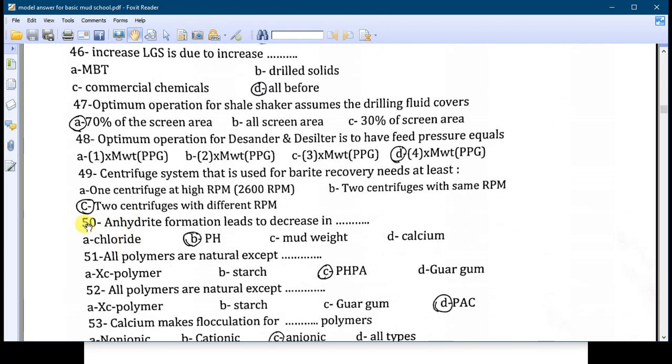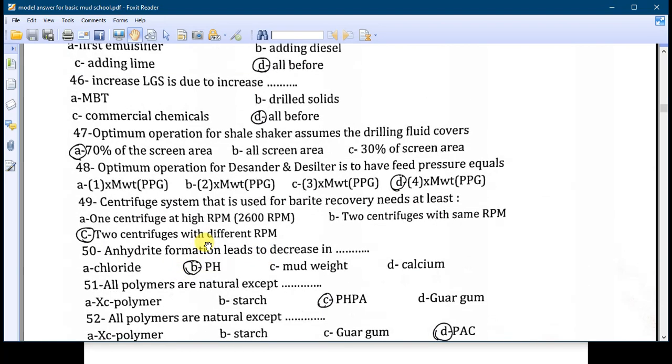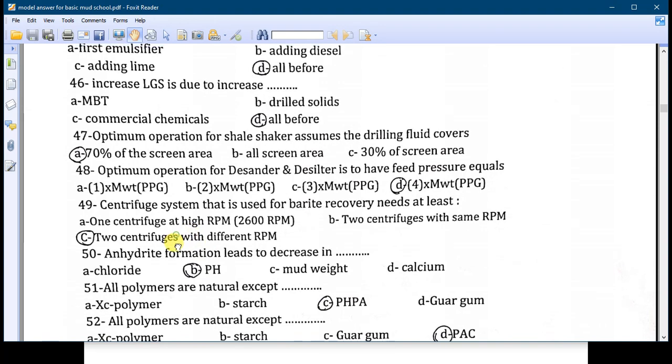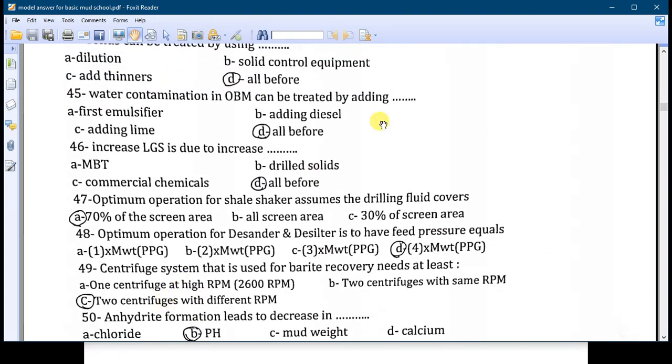The final question in this part, number 50: anhydride formation decreases the pH.